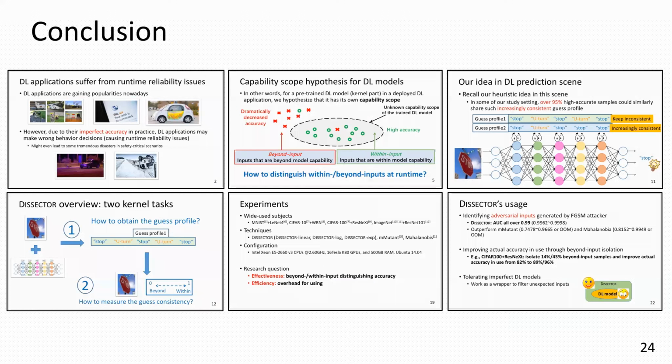Here, we conclude our presentation today. First, we talk about the reliability issues that deep learning applications have and present an input validation way to address this problem. We give our capability scope hypothesis and based on it, introduce how we inspect the gas profile and measure the input gas consistency. Then, we introduce Dissector's two key tasks and then evaluate its performance. Finally, we talked about Dissector's potential usage here.